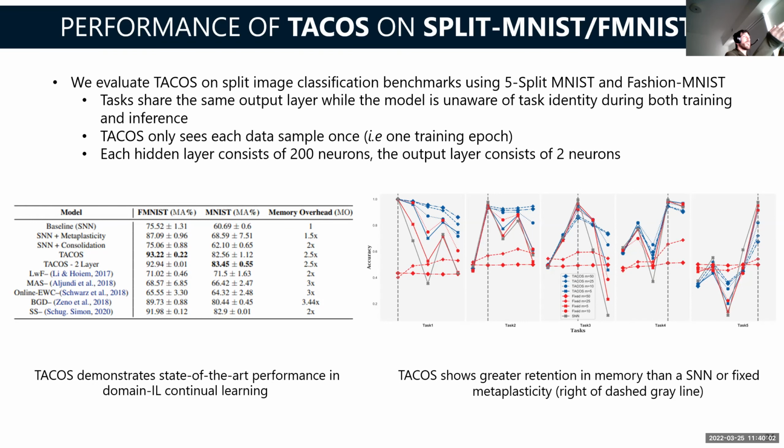What we tested this on was split FMNIST and split MNIST, and I think I deleted the visual slide showing the different tasks by accident. That's why I was confused for a minute. I was going to explain what the tasks were a little bit better, but you'll have to just try to follow my voice, I guess.